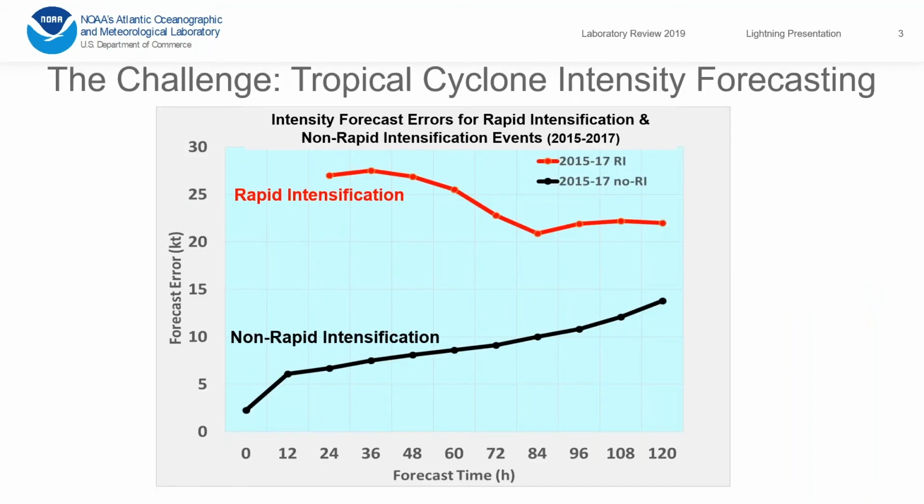And that problem is even magnified when you consider cases that are undergoing rapid intensification. So if you look at over a 3-year period, 2015 to 2017, forecast guidance that focuses on cases that are not undergoing rapid intensification versus those that are undergoing rapid intensification, you can see that there's much more significant intensity forecast errors for those RI cases. And if you focus just on that 48-hour period that I showed you on the previous slide, it's actually 3 times larger. So the forecast error for RI cases at 48 hours over that 3-year sample is 3 times larger than what we saw for the non-RI cases.